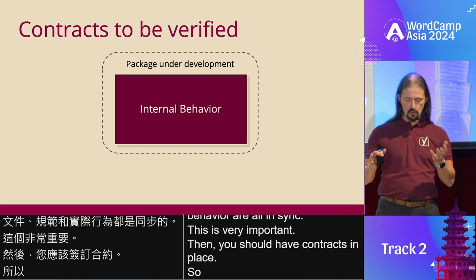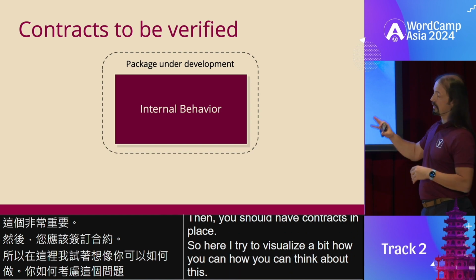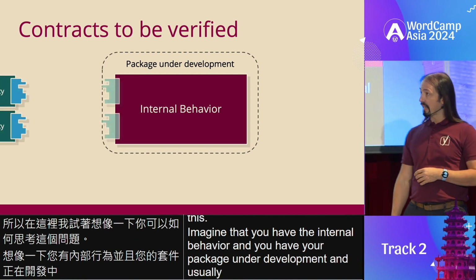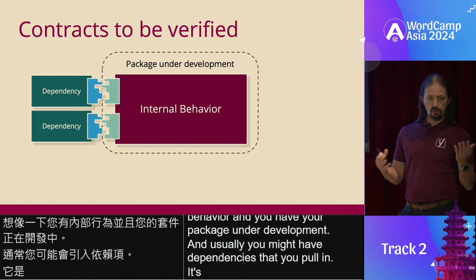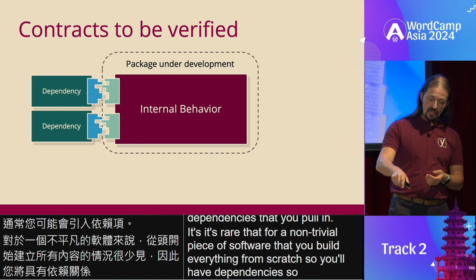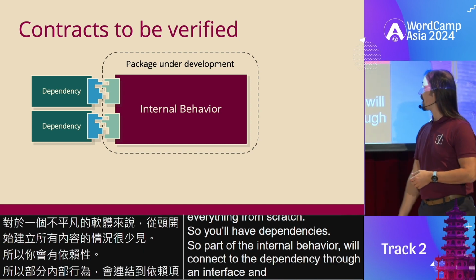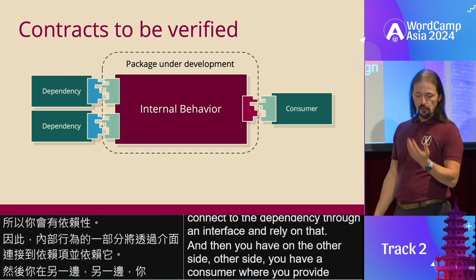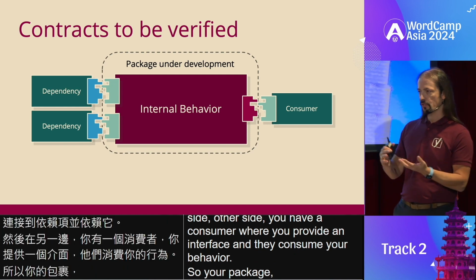Here I try to visualize a bit how you can think about this. Imagine that you have the internal behavior and you have your package under development. Usually you might have dependencies that you pull in. It's rare that for a non-trivial piece of software you build everything from scratch. So you'll have dependencies. Part of your internal behavior will connect to the dependency through an interface and rely on that. And then on the other side, you have a consumer where you provide an interface and they consume your behavior.